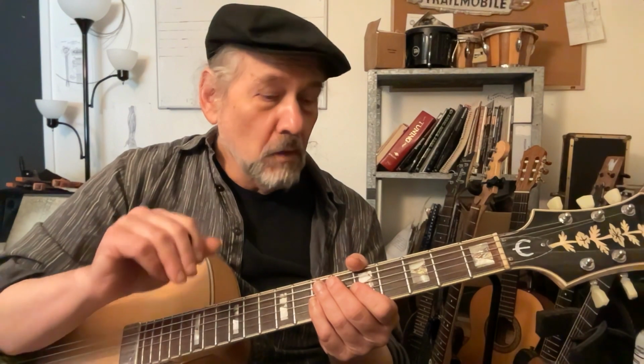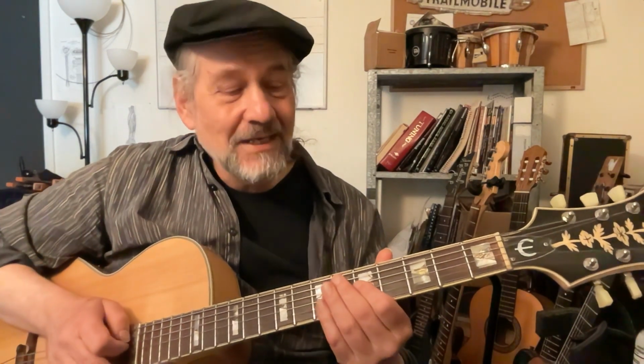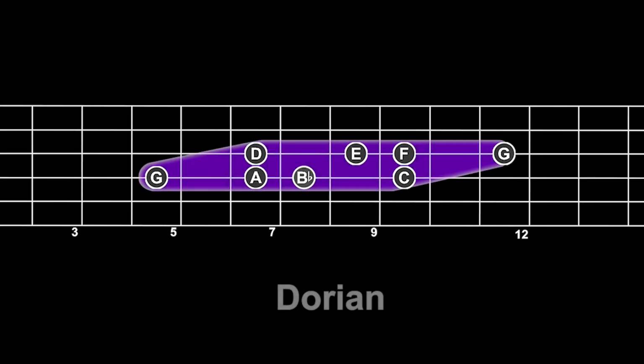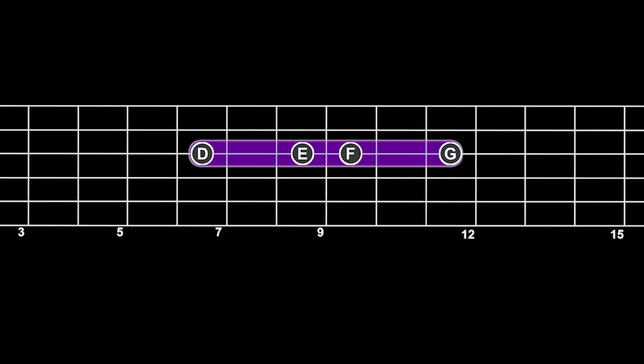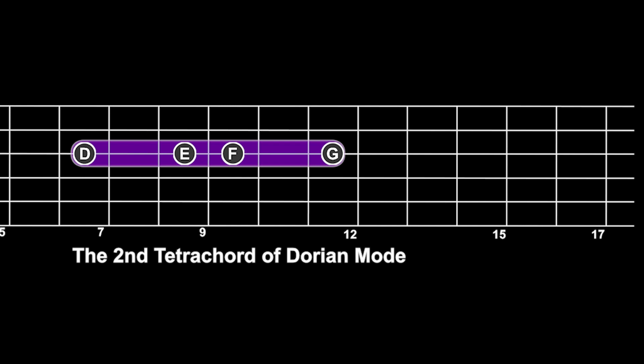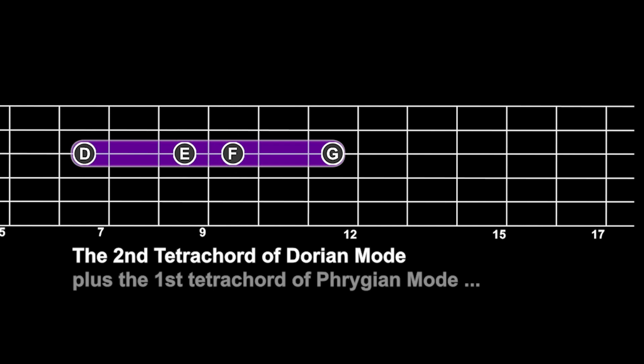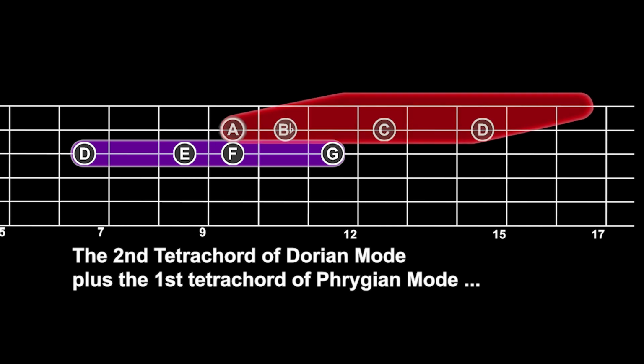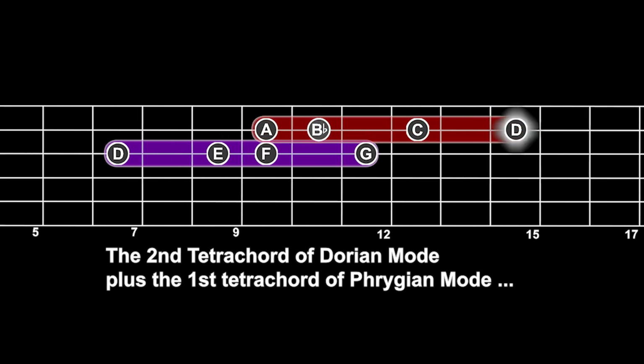6th mode, Aeolian mode, which begins on the second tetrachord of the Dorian mode. So if we started on Dorian, G Dorian in the key of F, G, A, B flat, C, and we go to D, D is the 6th mode of the key of F, and we start like we would be on the second tetrachord of the Dorian mode, D, E, F, G, and then we take the first tetrachord of the Phrygian mode, A, B flat, C, D.